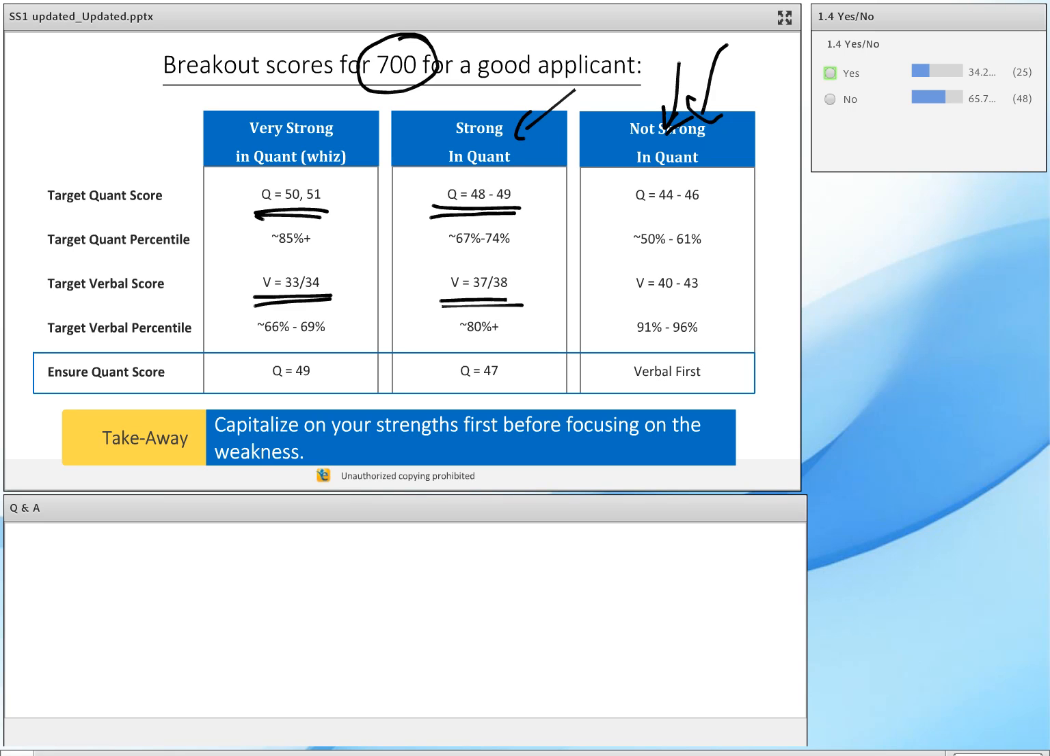If you're someone who's not strong in quant, you may be strong in verbal or you may not be strong in either quant or verbal, make sure you make verbal your strength, because if you look at the verbal and quant curriculum, what you're going to find is that the verbal curriculum is a lot more confined. It's a lot easier to improve on verbal. So improve on verbal first, and then accordingly improve your quant score enough to get to that 700 score or so.